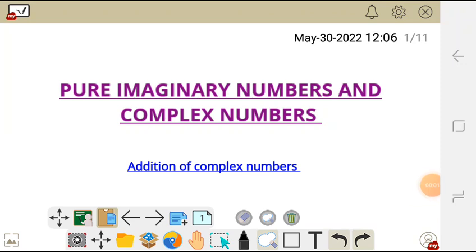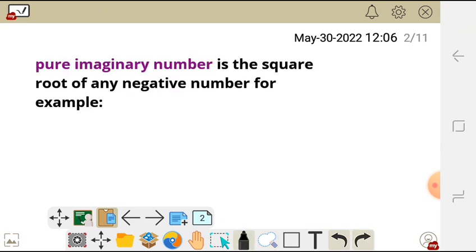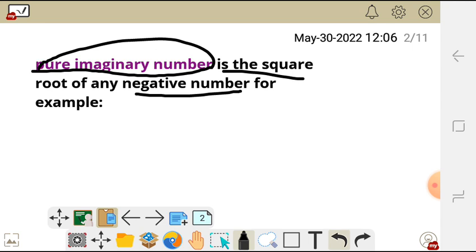Pure imaginary numbers and complex numbers. Thereafter, we're going to discuss the addition of complex numbers. So a pure imaginary number is the square root of any negative number. The square root of any negative number is what we call a pure imaginary number.